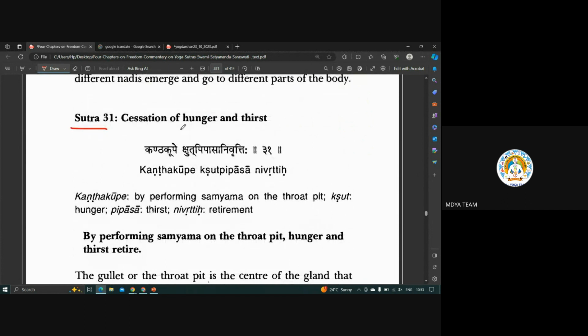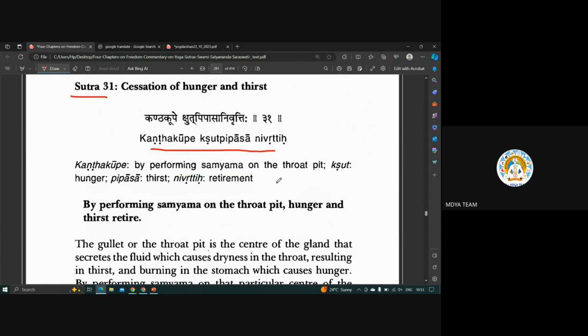And next is sutra number 30. Kantha-kupe kshut-pipasa-nivrittihi. It is the method by which a yogi can survive for years and years without taking any kind of food or water.